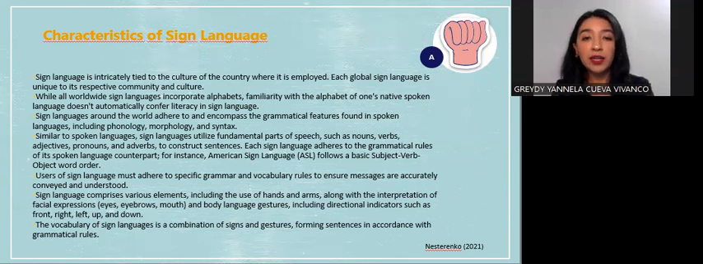Sign language comprises various elements, including the use of hands and arms, along with the interpretation of facial expressions, eyebrows, mouth, and body language gestures, including directional indicators such as front, right, left, up, and down. The vocabulary of sign language is a combination of signs and gestures, forming sentences in accordance with grammatical rules.